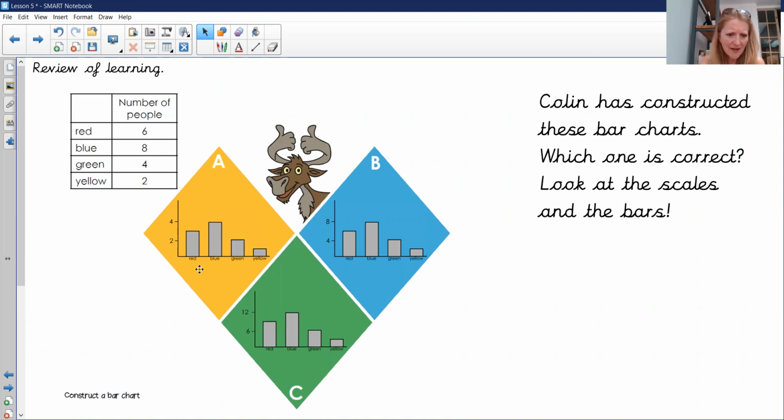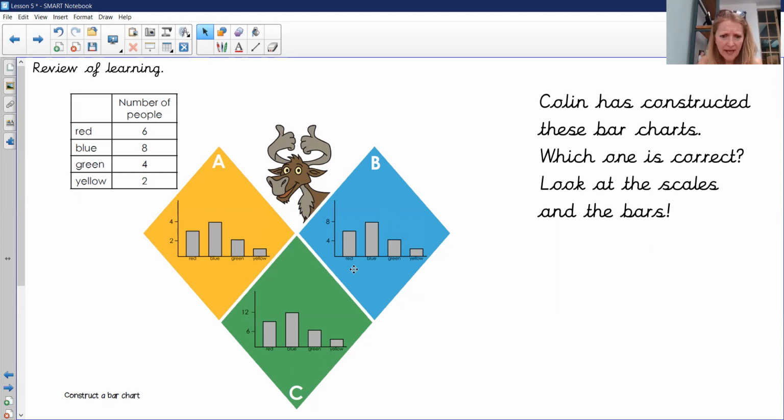So let's have a look at A. So we've got our colours along the bottom and our scale of the number of people up the side. So we're looking for red to be 6, blue to be 8, green to be 4, and yellow to be 2. So let's have a look at this one. So red has gone up to somewhere halfway between 2 and 4. So halfway between 2 and 4 would be 3. Is red 3? No, it's 6. Let's just check blue. Blue should be 8, and that is level with 4. So I think we can safely say it's not A.